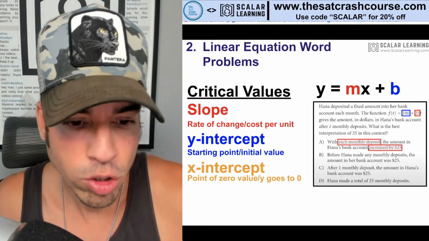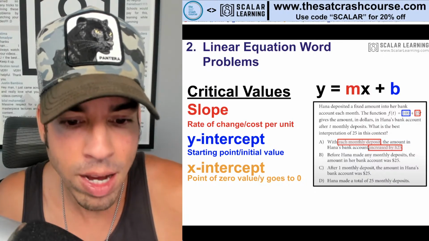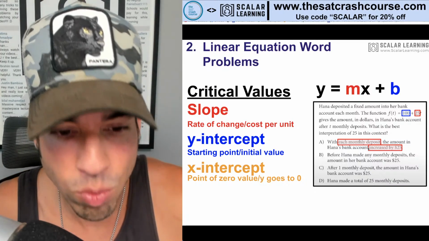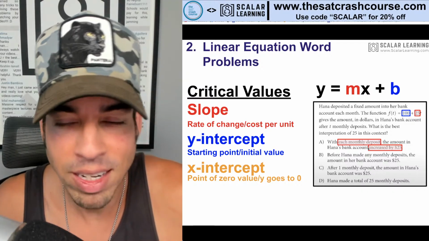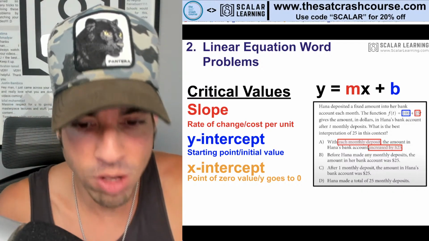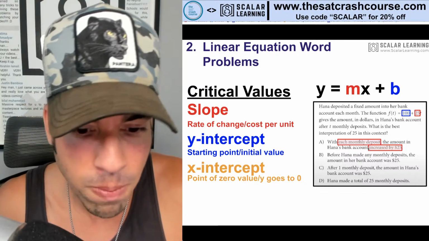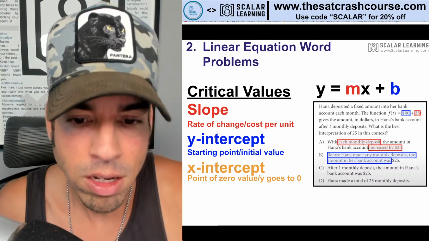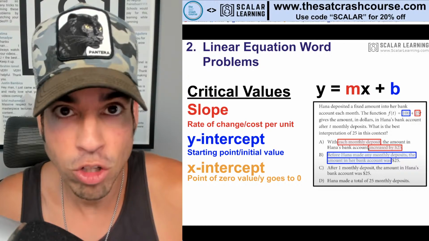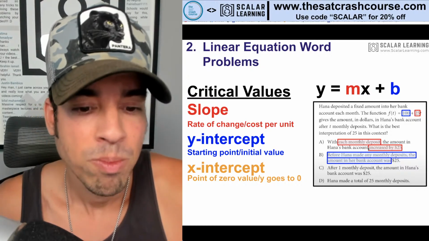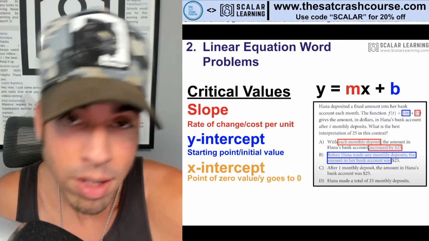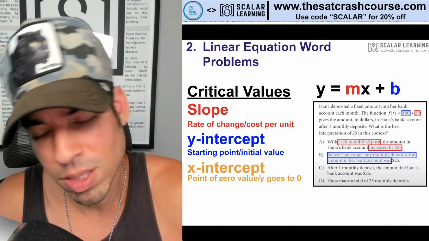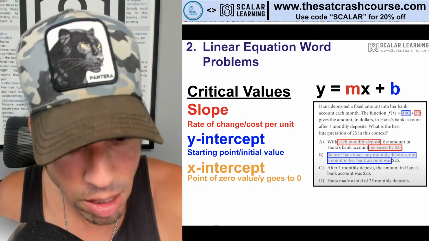So when we're talking about interpreting the 25, it should be described as a rate. And with option A, it says each monthly deposit, it increased, it changed by 25. So that makes a lot of sense. Now, if they asked us about 100, that'd be my starting value. So it said, before Hannah made any deposits, the amount in her bank account was, and if they said 100, that would be the right interpretation of the y-intercept. But they said 25, incorrect. That's how you do it.